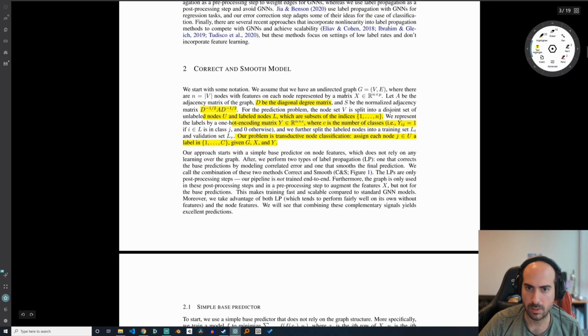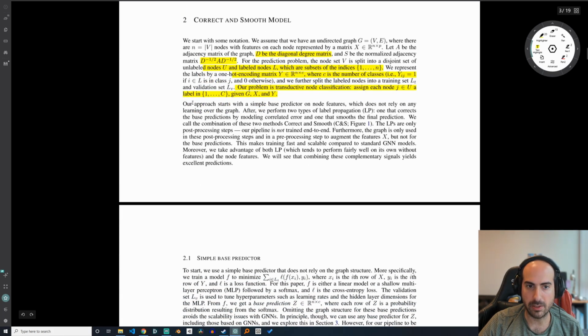Validation node. Okay. So given the graph, the node features, and the node labels, figure out the missing ones, right? So what they say is, okay, our approach starts with a simple base predictor on node features, which does not rely on any learning over the graph. So we perform two types of label propagation: one that corrects the base predictions by modeling correlated error, and one that smooths the final prediction by modeling correlated. Okay, I don't know what any of this means.